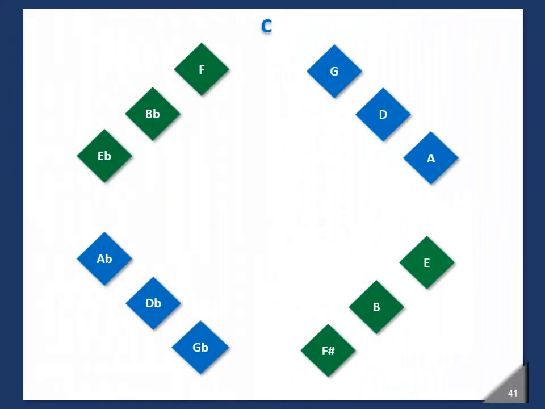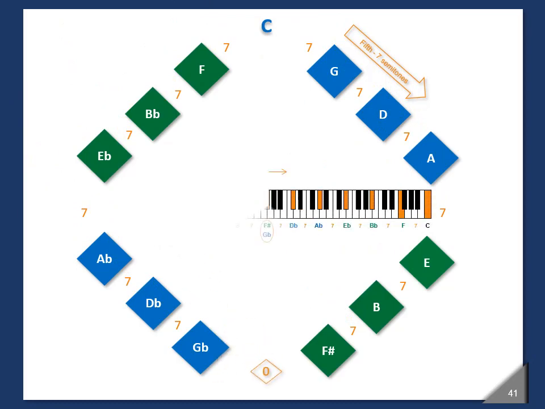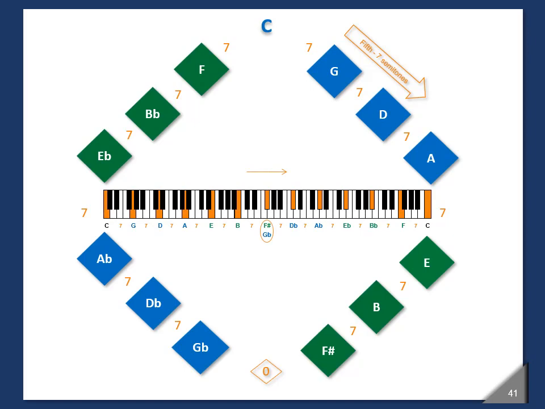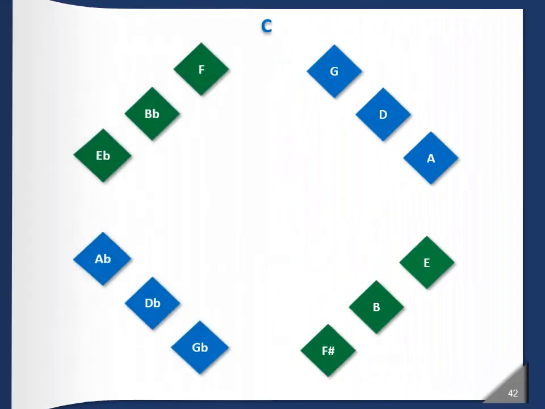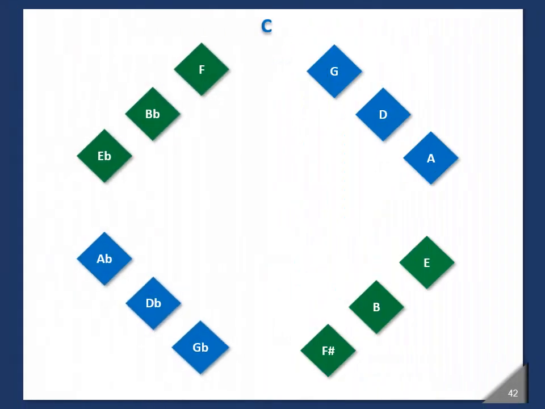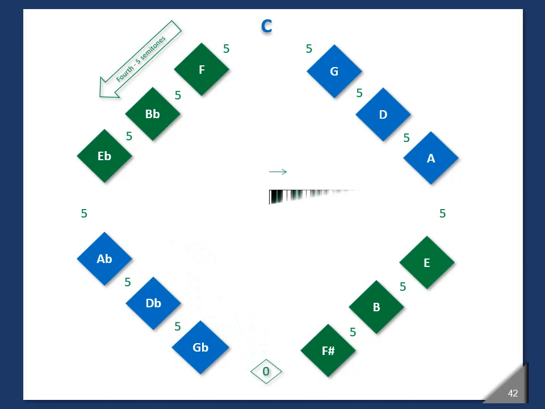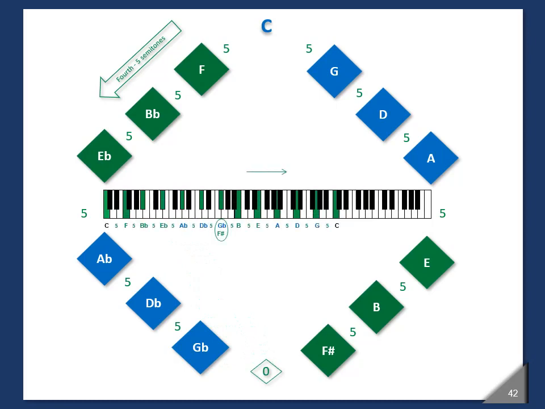Movement clockwise represents the 5th direction, since interval between the keys equals 7 half tones, except F sharp and G flat. Here is keyboard diagram for your reference. Movement counterclockwise represents the 4th direction, since interval between the keys equals 5 half tones, except F sharp and G flat. Here is keyboard diagram for your reference.